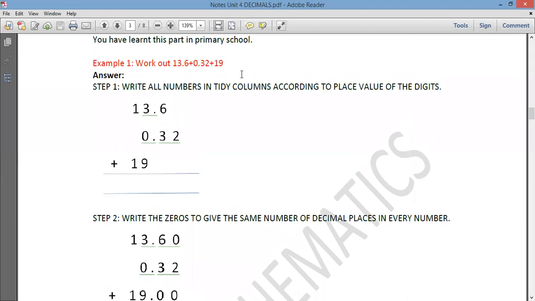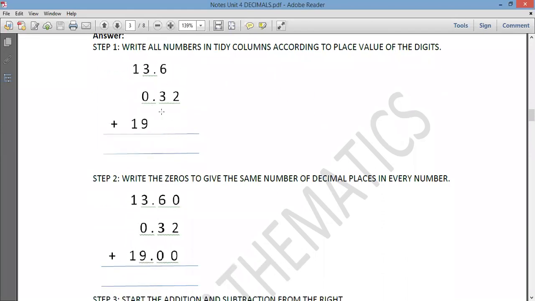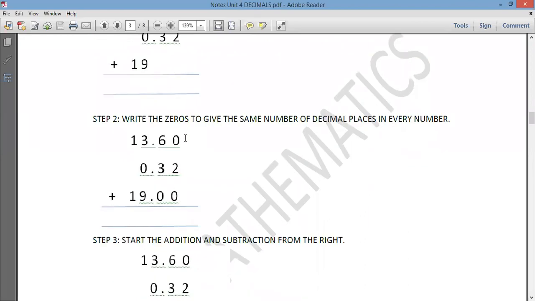Okay, so the first step is you write all the numbers in tidy columns according to the place value of the digits. Make sure the decimal point is also arranged in the same column. So unit with unit, 10 with 10, then first decimal place and second, and so on if you have more. Then you see the space here where you don't have any number, you just fill in 0.